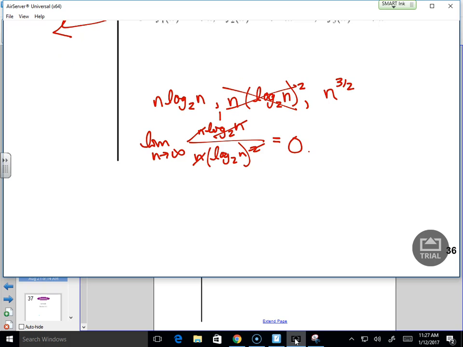So now I can go ahead and take the limit as n goes to infinity of n log base 2 of n all over n to the 3 halves. No. Because remember, if it's infinity, I know the bottom's slower. If it's 0, I know the top is slower. I just make a conclusion based upon what I get.